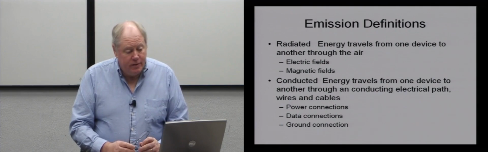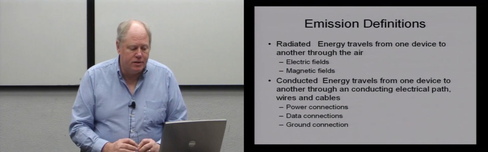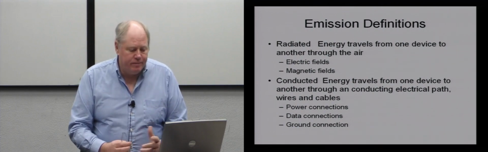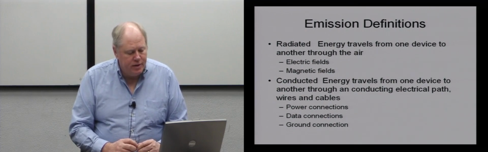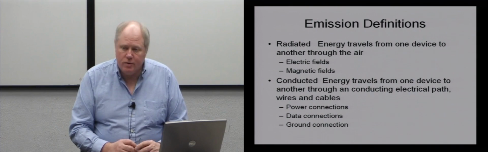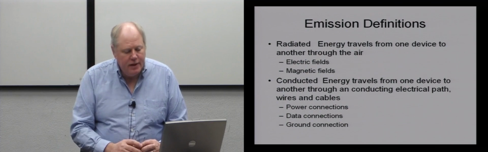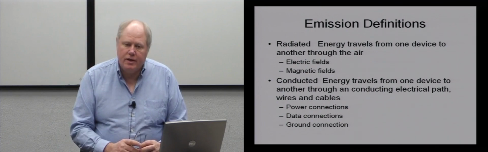Let's talk a little bit about what actually are emissions. There's two kinds of emissions, and they're related to each other. I don't think you can have one without the other. It's just which way does it show up first, or which one is the largest. There's a radiated emission, where your device might be generating energy that's going through the air and interacts with something else, something that can measure it.